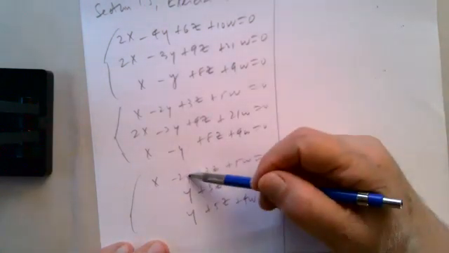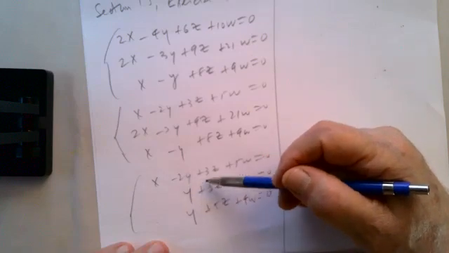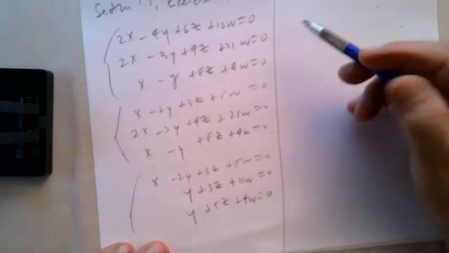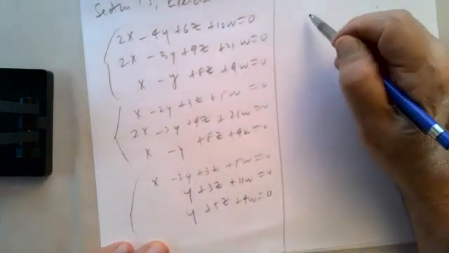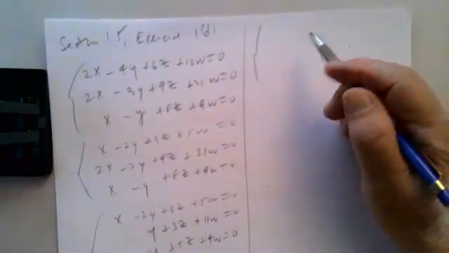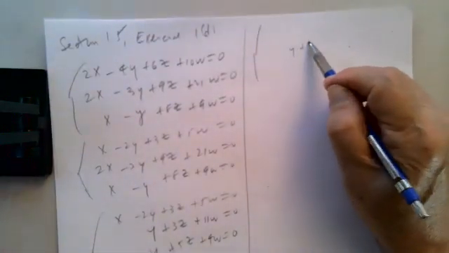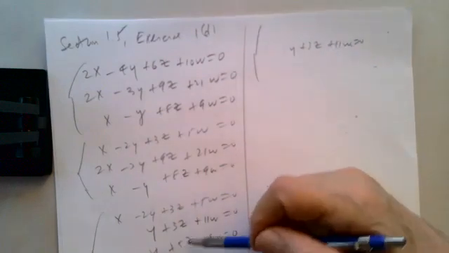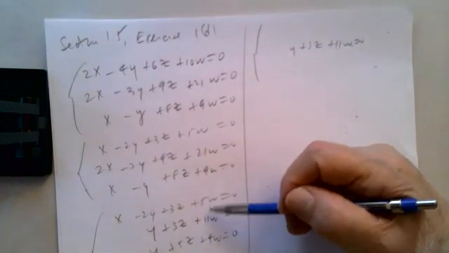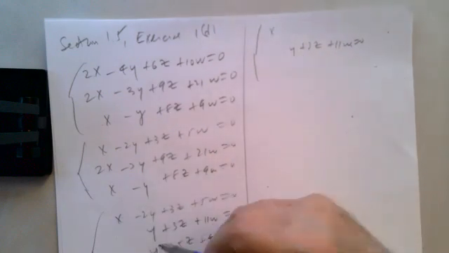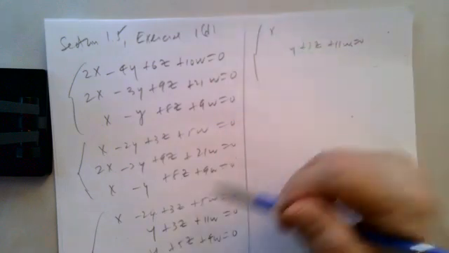So then I want to get rid of this 2y here, so I can take twice the second equation and subtract it from the first. So here's my second equation: y plus 3z plus 11w equals 0. If I multiply this equation by 2 and add it to the first equation, I get 0 plus x is x. 2y minus 2y is 0.